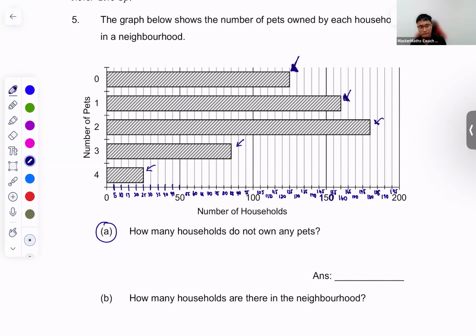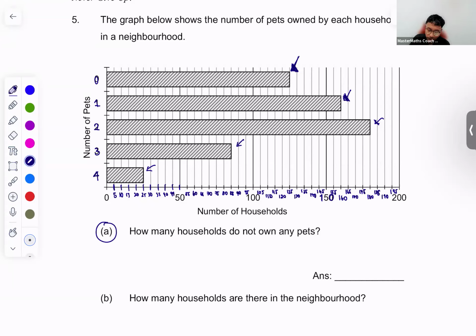But we did not know this. Sometimes they don't have a household or they have a household. Okay, so all these households, some of them got pets. Some of them got zero pets. Some of them got one pet. Some of them got two pets. Some of them got three pets. Last one, some of them got four pets.